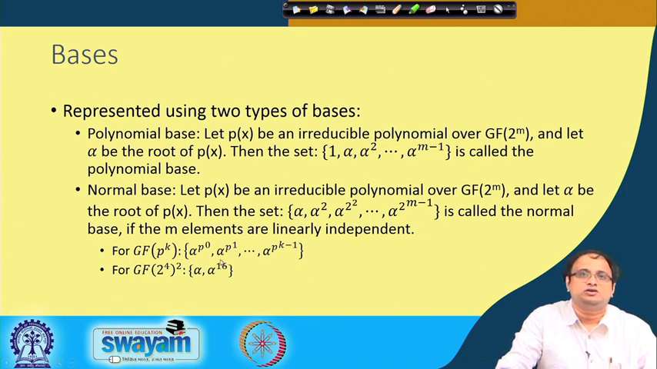For example, you can generalize it to GF(p^k) also. In that case, the normal basis elements will be alpha to the power of p to the power of 0, alpha to the power of p to the power of 1, and so on till alpha to the power of p to the power of k minus 1. Since this is k, there are k elements in the normal basis.